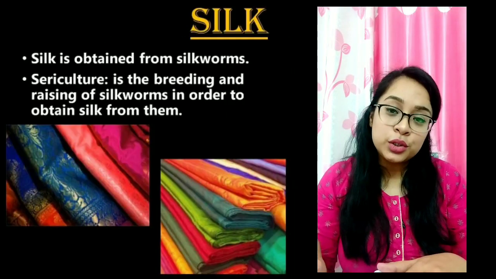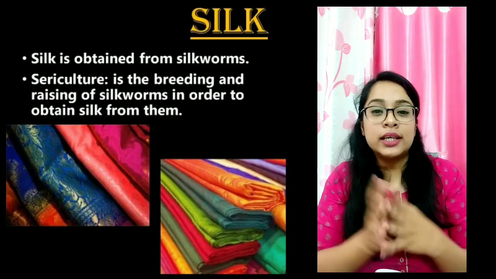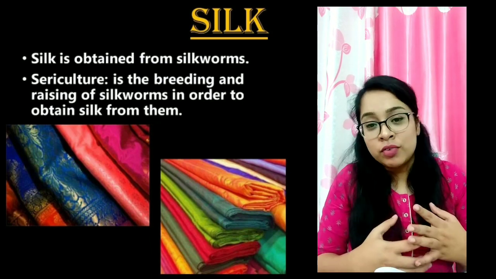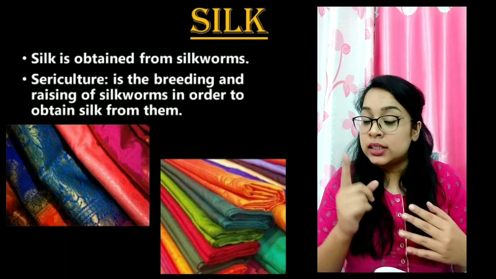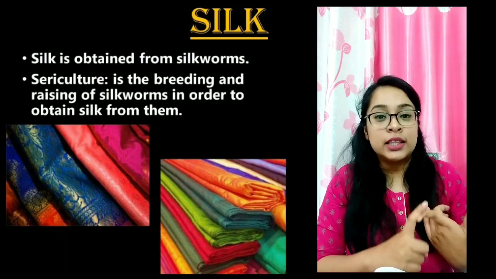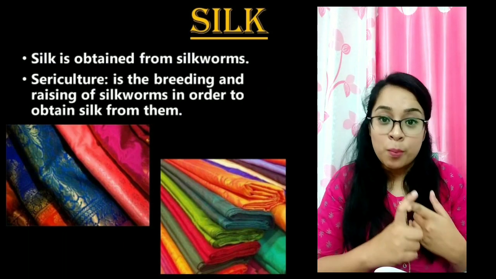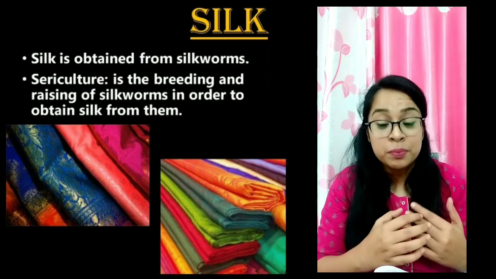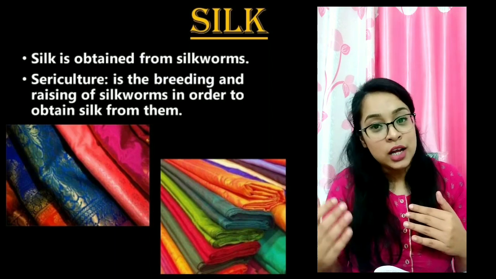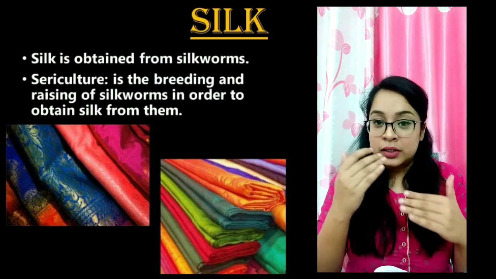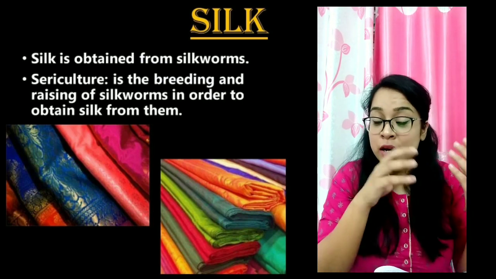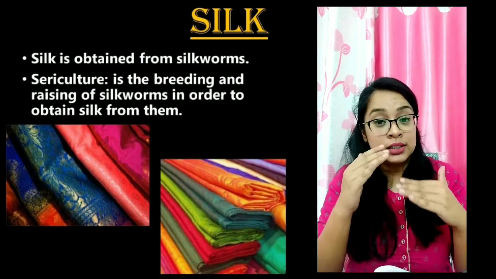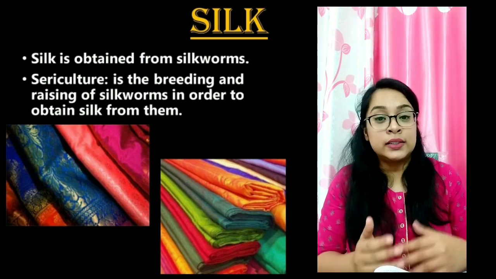The next natural fiber is silk. Silk is very shiny, a very royal type of thing, and we get it from an insect. Yes, we get it from an insect that is known as the silk moth. The rearing and breeding, taking care of them, is known as sericulture. That means we are taking care of them, we are feeding them, we are making them breed. This full process is called sericulture.